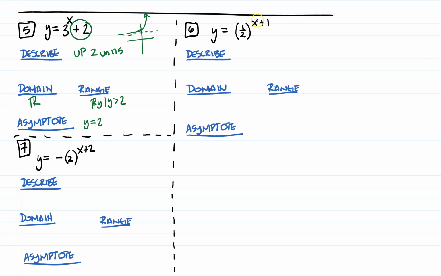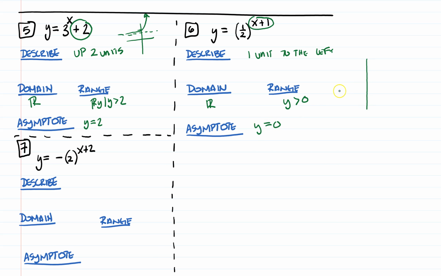So over here, number 6, I have an x plus a 1. So that's going to be a description of moving 1 unit to the left because I have plus 1 in my exponent. The domain is still going to be all real numbers. The range is going to be y greater than 0. And the asymptote is going to be the equation y equals 0.